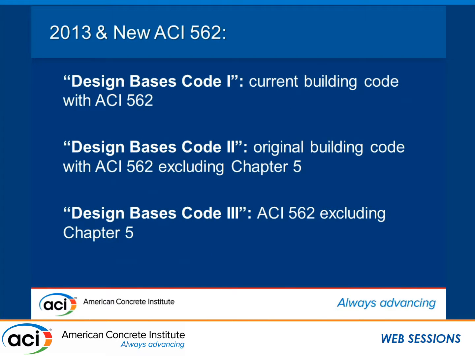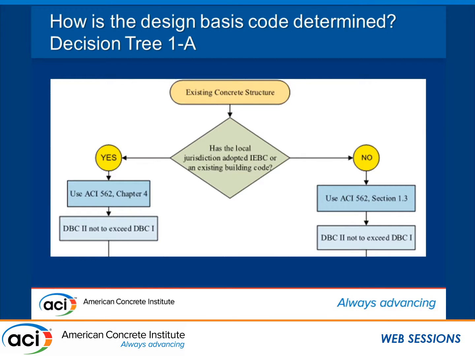In the future, what you'll see is a design-based code. Perhaps number 1 will be current building code with 562, the original building code with 562 excluding chapter 5, which is current demand level loads, and the design basis code of 562 excluding chapter 5 as a standalone code, where you have already looked at safety provisions based on current building code or the original building code as may be applicable.